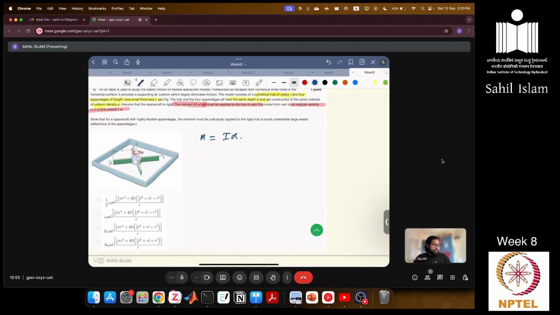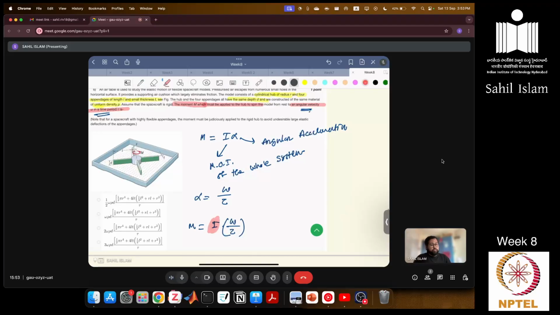Moment equals I alpha. Alpha is the angular acceleration, and I is the moment of inertia of the whole system. Okay, now what is alpha? Alpha will be the angular velocity omega over the time period tau, so omega by tau. So moment becomes I omega by tau. Now what is the only unknown in this equation? This I. So the moment of inertia of the whole system we have to calculate.